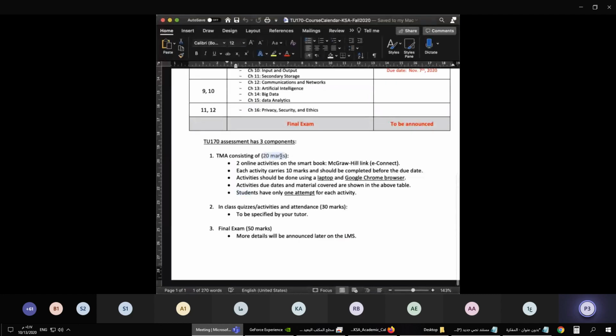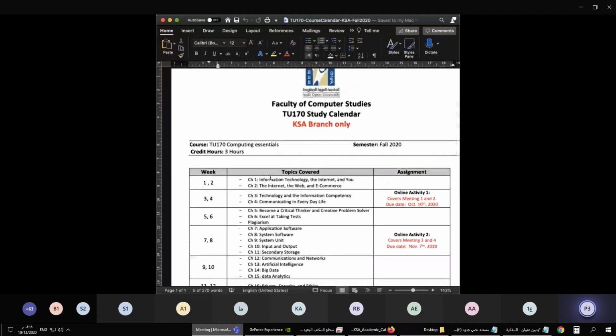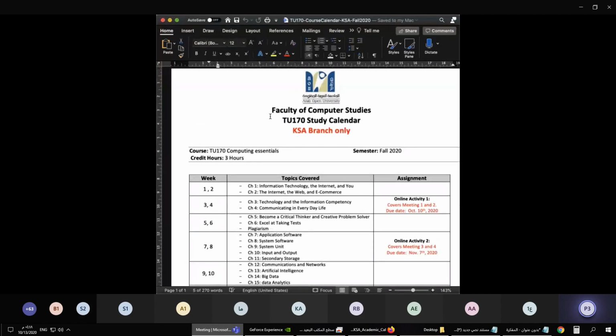So the 20 marks will be for the TMA, which are the 2 online activities. Each one carries 10 marks. In-class quizzes will be 30 marks, and as you know there are 5 quizzes, so they are divided among these 5 quizzes. Final exam will be 50 marks. This is the course calendar, and everyone can have a look at it in his time.